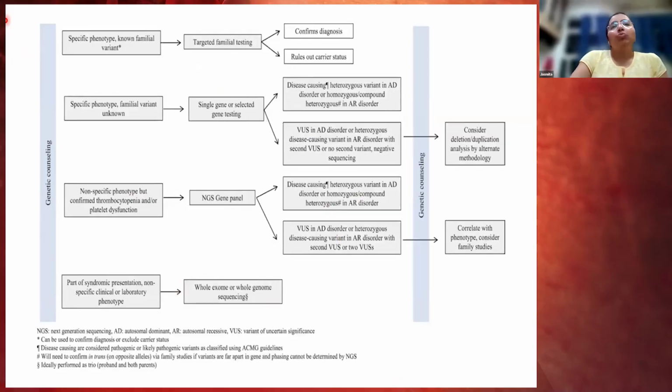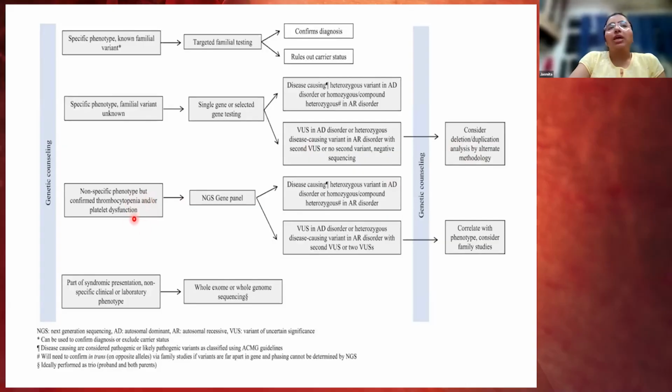So how do we proceed ahead? When we have a specific phenotype and a known family variant, then we can do targeted family screening. If we have a familial variant that is unknown, we can test for a single gene. If the gene defect manifests in an autosomal dominant form, then we know that we have a diagnosis. If it is in homozygous or compound heterozygous form in a recessive disorder, then again we have a diagnosis. The challenge comes in when we have variants of uncertain significance. We know that we have a variant, but we don't know what impact it has, or the sequencing results come out negative, and then we have to look at alternative strategies for testing.